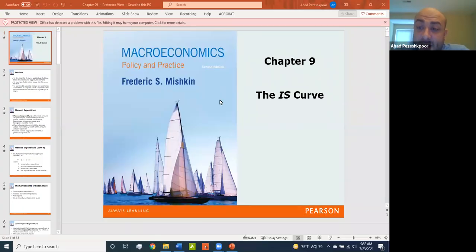Yeah, aggregate demand and aggregate supply. In this chapter, we'll be talking about a really important tool to study aggregate demand and aggregate output, which is the IS curve.